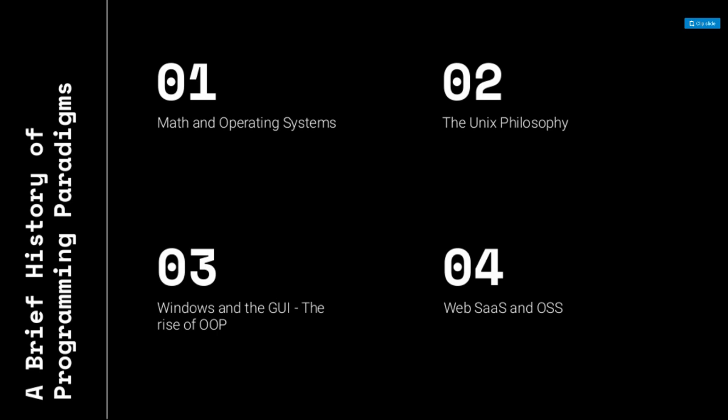But as we enter into the late 80s and the 90s, we have the rise of the GUI. And with the rise of the GUI, we have the rise of object-oriented programming. Now, of course, object-oriented programming was developed before the GUI, but the GUI is really when we started to see object-oriented programming become very, very widely used.